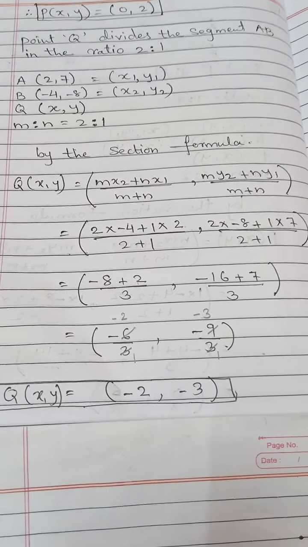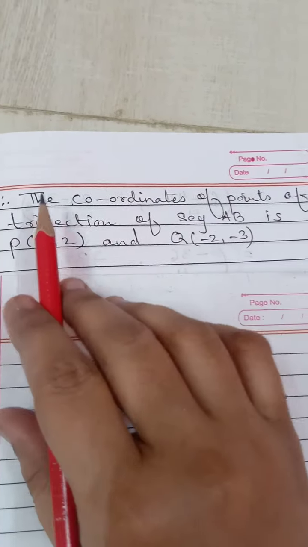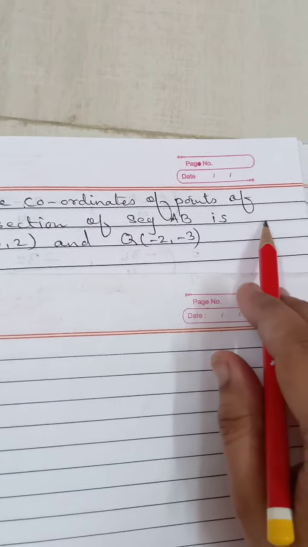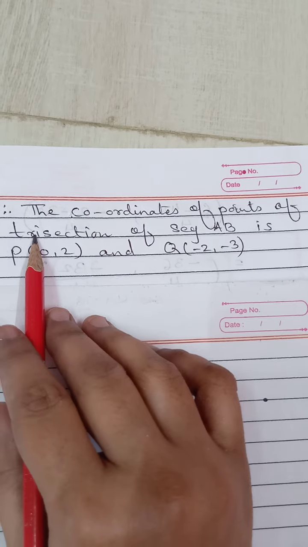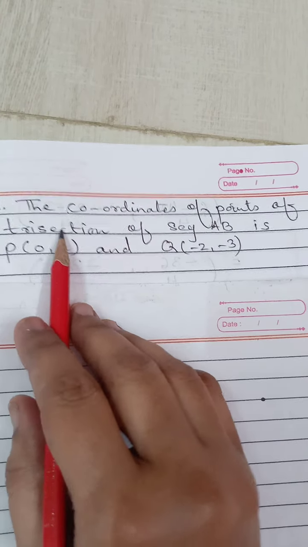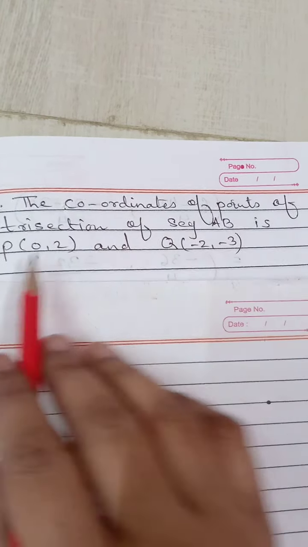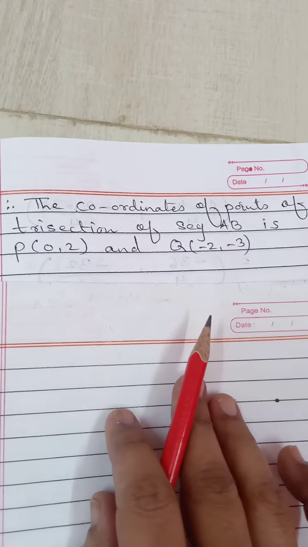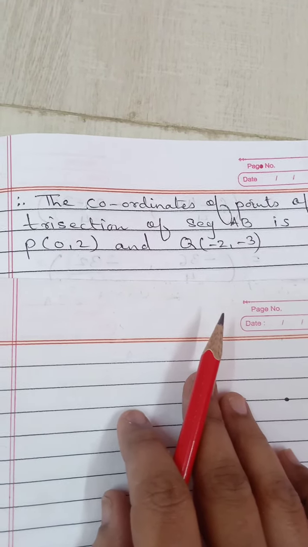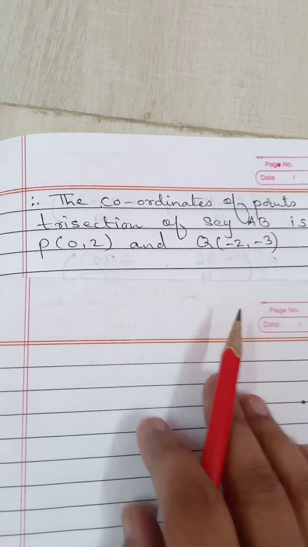So now we'll write in words. The coordinates of the points of trisection, the points which are dividing AB in three equal parts, that is the trisection of segment AB, are P(0, 2) and Q(minus 2, minus 3). So in this way we have completed our question number 10. Similarly we will solve question number 11.